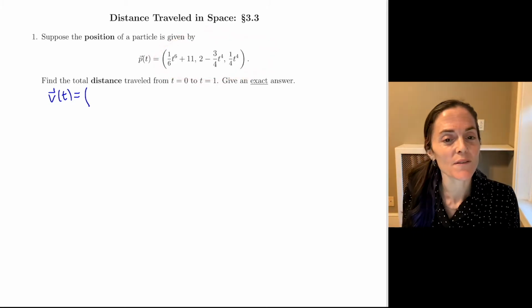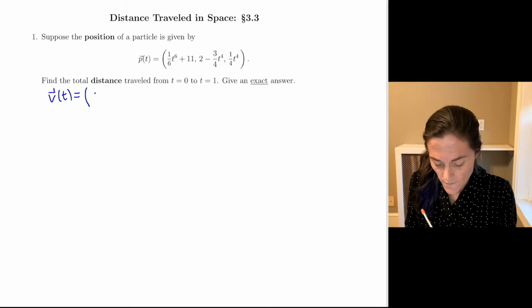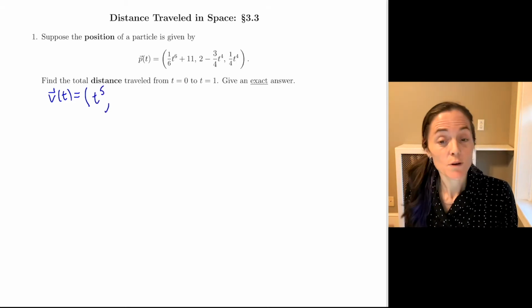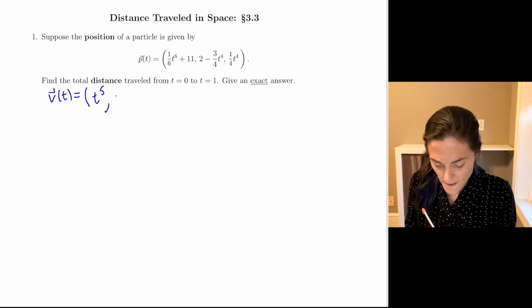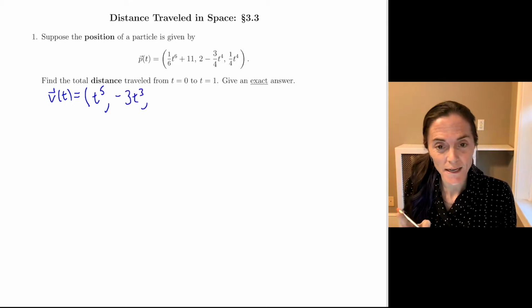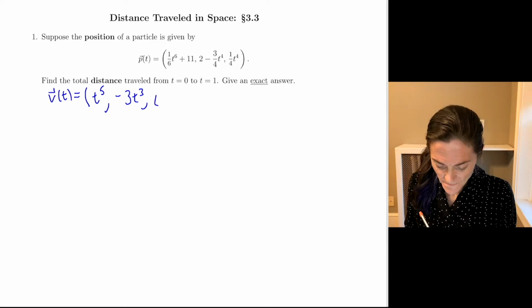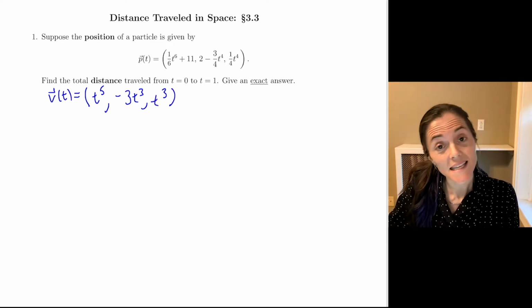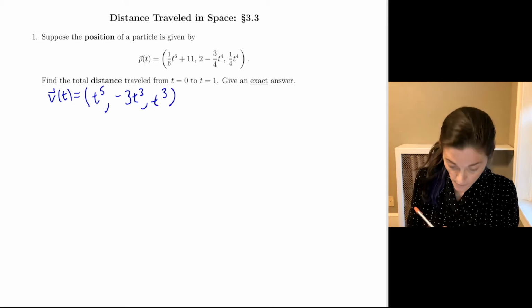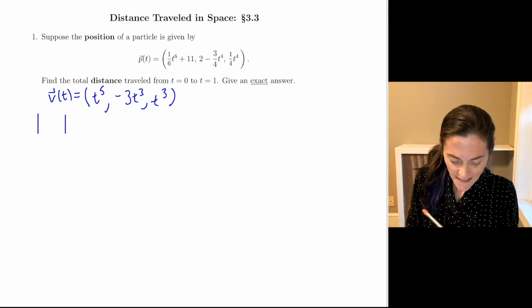So when we take the derivative of the first coordinate, we get t to the 5th. The derivative of the second coordinate, you notice we get minus 3t cubed. The derivative of the third coordinate, we have t cubed. This is the velocity. Velocity is a vector. Now speed, this is the length of the velocity vector.